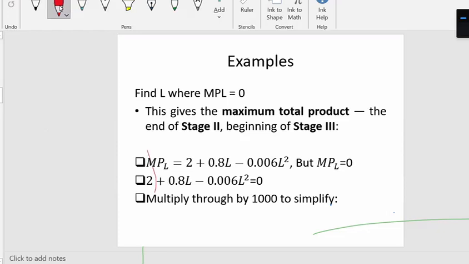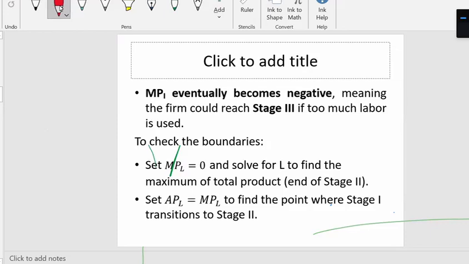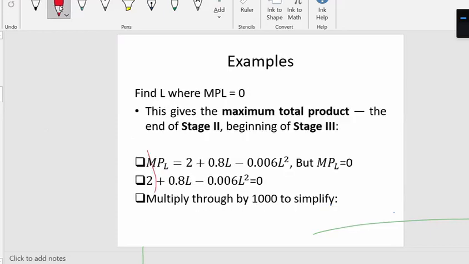Mfano, wait. Sorry. Kuna kitu hapo nafikiri hakija. Example.